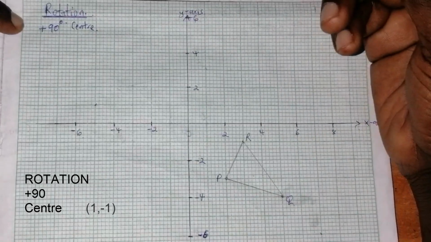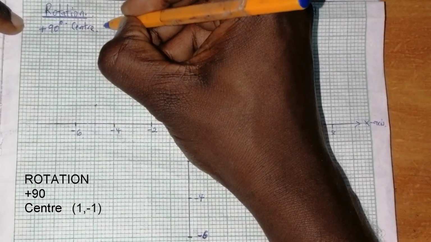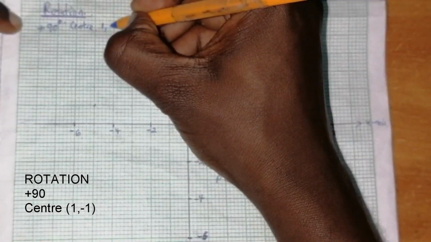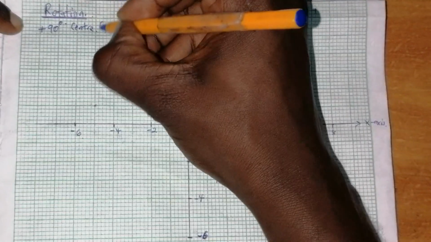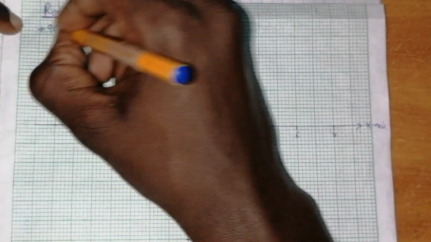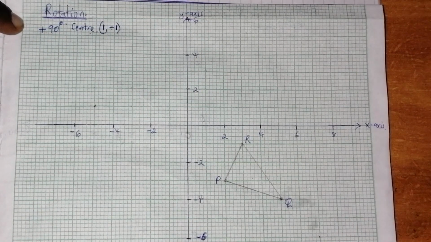Now the center of rotation will be x is 1, y is negative 1. So we want to use this information to solve this. Now how can we rotate this diagram? So let's see how we can rotate this diagram.